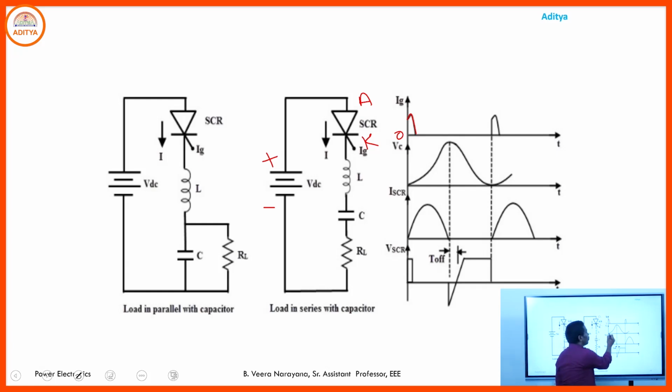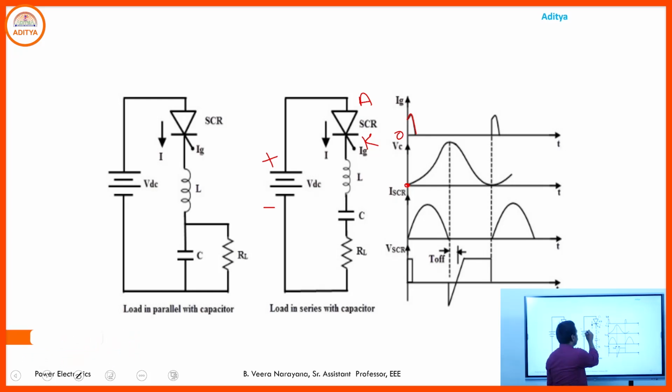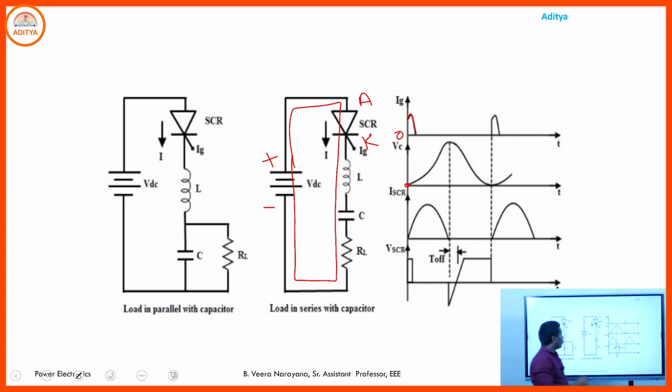So at time t equals 0, the SCR comes to the on state, and the source voltage is transmitted to the load, and the current flows through the circuit: the source VDS, thyristor, inductor, capacitor, and the resistive load. Here this is the current flow through the SCR, which increases, and if the SCR is in the on state, there is no voltage across the SCR. Hence the voltage drop across the SCR is 0.